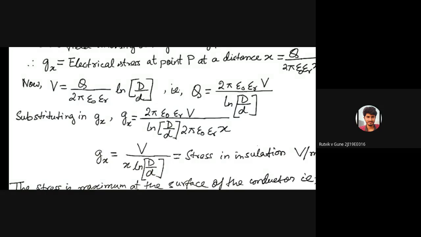Okay, so as you see, this value is put here. Now we are simply doing one thing. If anyone is not understanding this, just tell me. Q equals this value, whatever value you seek, 2 pi epsilon naught epsilon r V divided by ln D by d. This value you are putting in the left-side equation of V equals q by 2 pi epsilon naught, this value. So V is coming in terms of q equal to that term. So you put that here and you get the value of Gx.